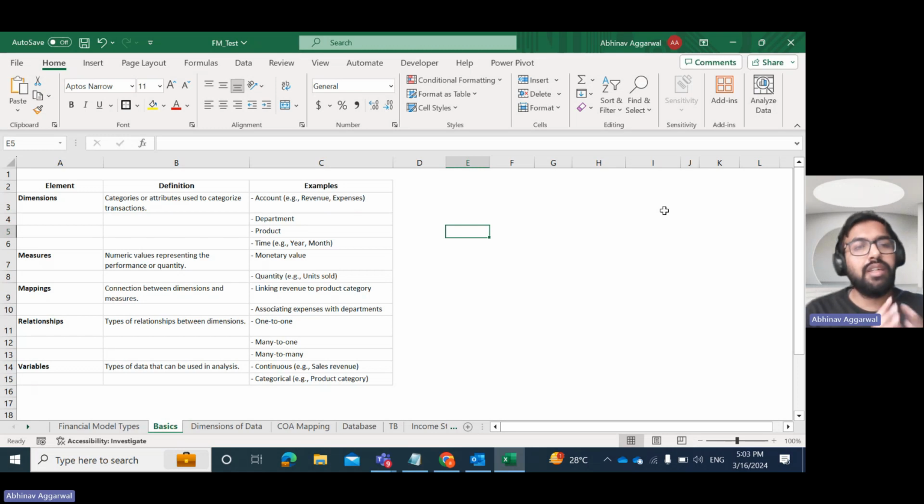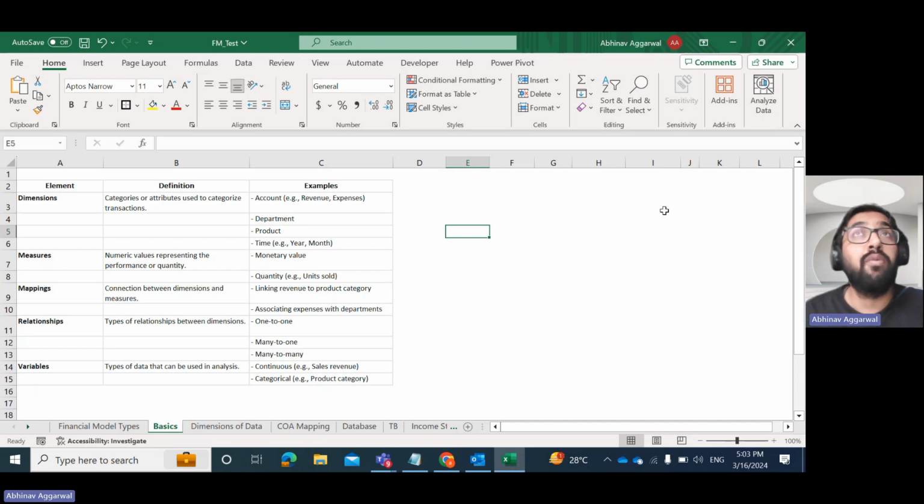So dimensions are nothing but categories and attributes that are used to categorize your transactions. Consider your GL codes, GL description, chart of accounts to be a dimension. Consider departments, cost centers, different product categories, profit centers, customers. All of these are in a form of categories, in a form of dimensions that is storing your data.